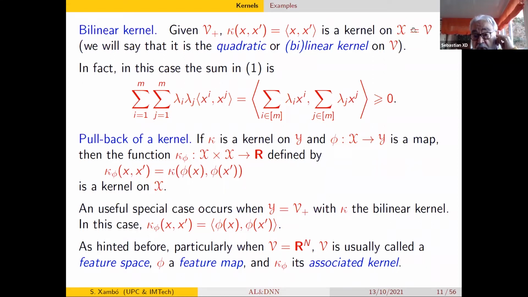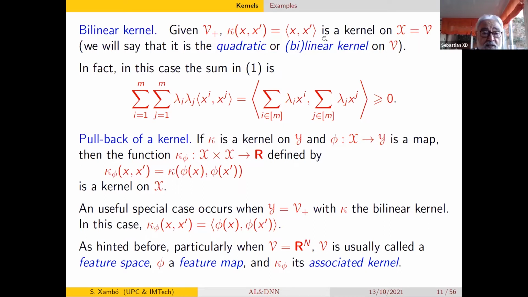Now the space is B vectorial or BDB. Well, we will say that this is the linear kernel or bilinear kernel or quadratic kernel on B. It depends on your taste about which terminology to use.